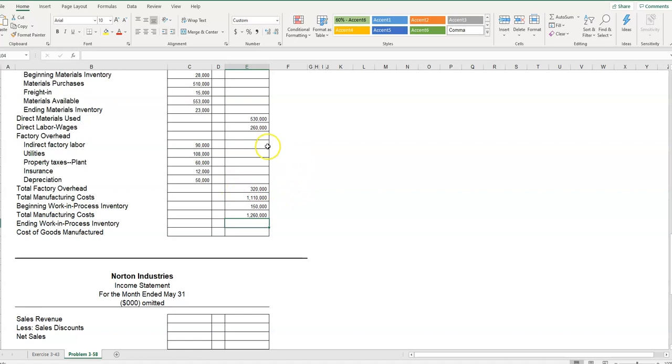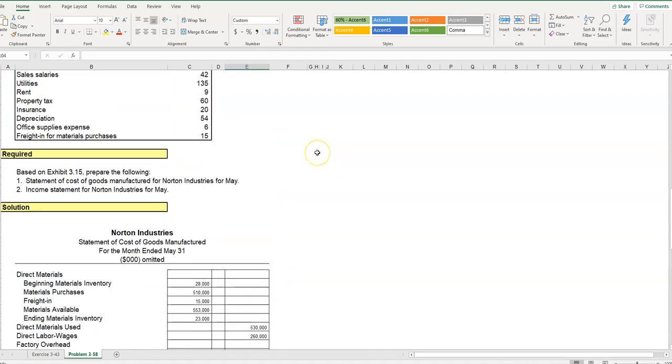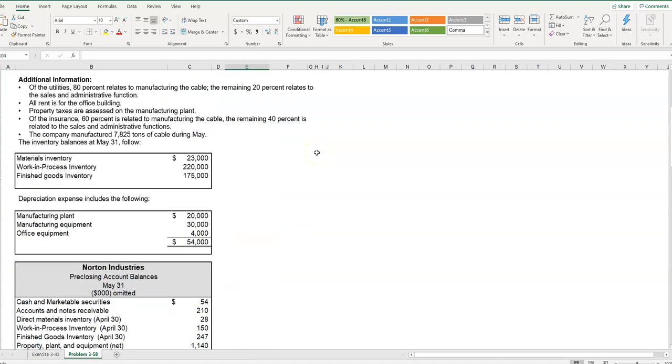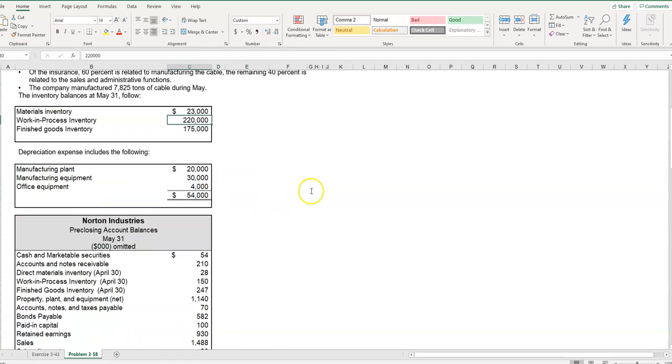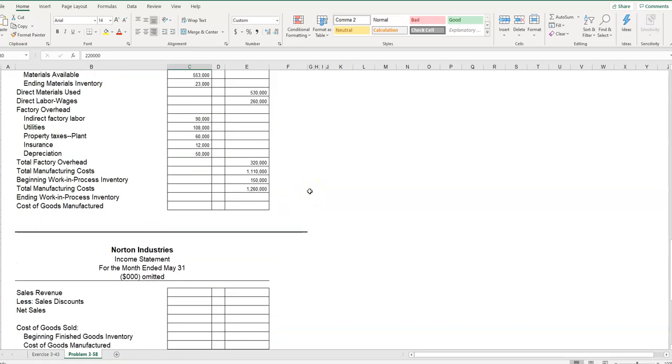We have our total manufacturing costs for the month. We then subtract our ending work in process, which we get from our table up here. Ending work in process inventory is $220,000. So we subtract that from our total manufacturing costs, and we end up with a cost of goods manufactured of $1,040,000.